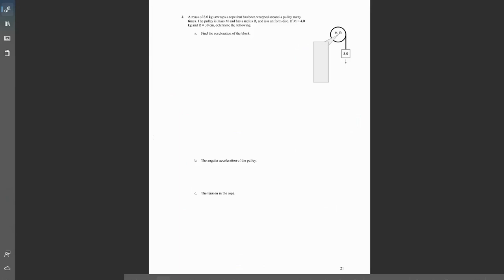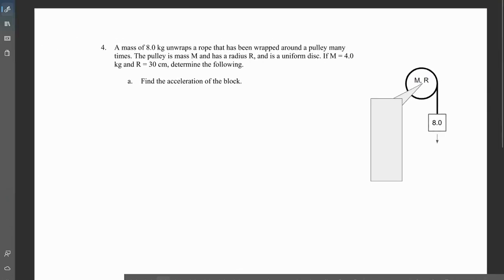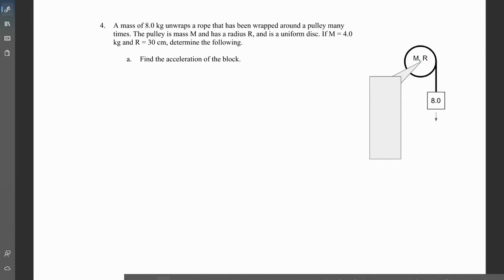So this is the setup for our problem here. We've got a mass that unwraps. Find the acceleration of the block as part A. We've got an 8 kilogram mass that unwraps a rope that's been wrapped around a pulley of mass M, radius R, a uniform disc. The mass is 4 kilograms, and the radius is 30 centimeters. Determine the following: acceleration of the block.